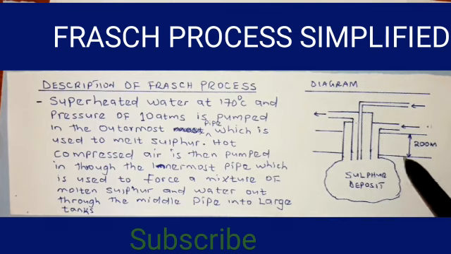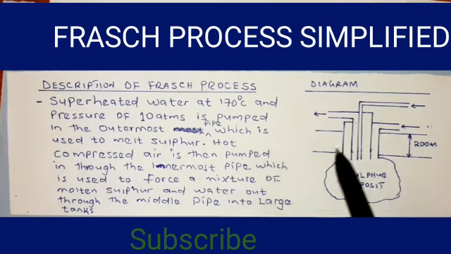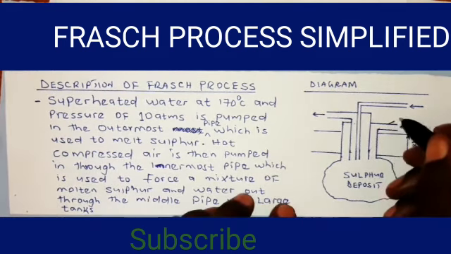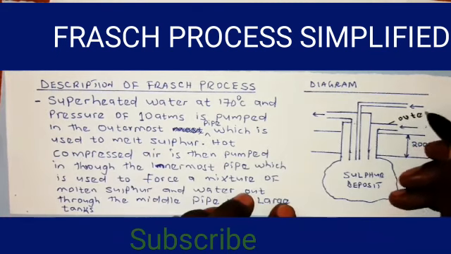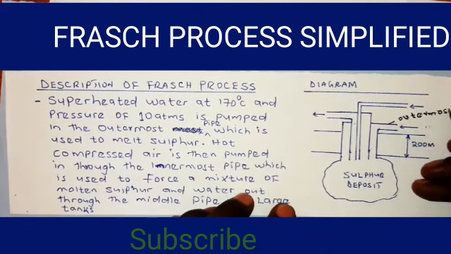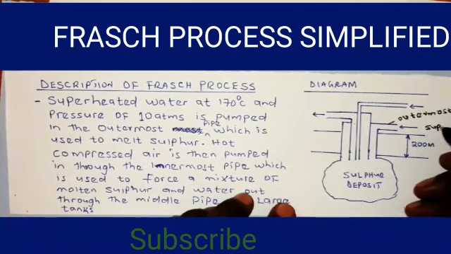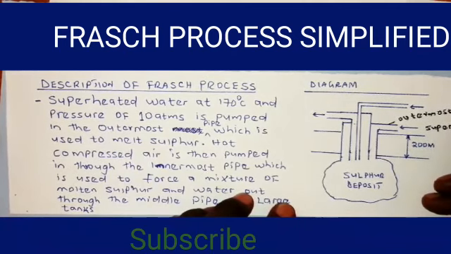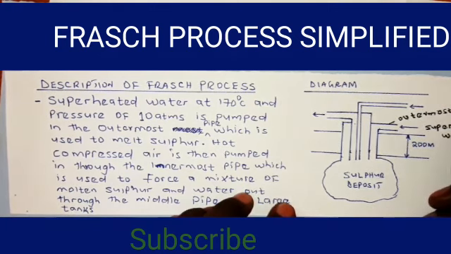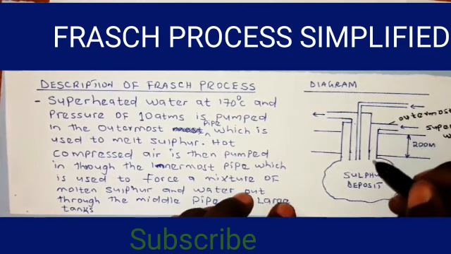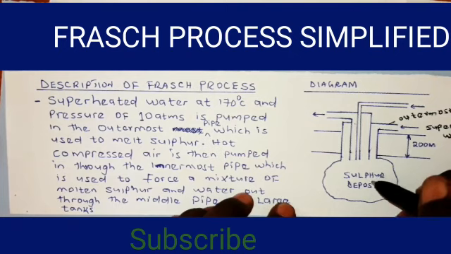Now, in the substances being used, we have said through the outermost pipe, which is this one, it carries superheated water. Now, the water has to be at a temperature of 170 at a pressure of 10 atmospheres. The superheated water is pumped into the sulfur deposits. This superheated water melts the sulfur.